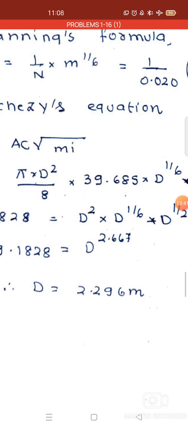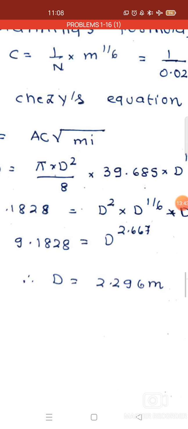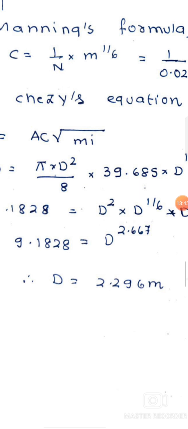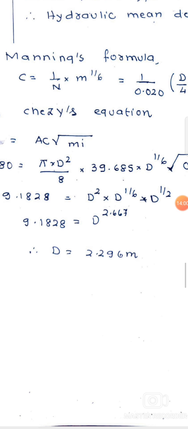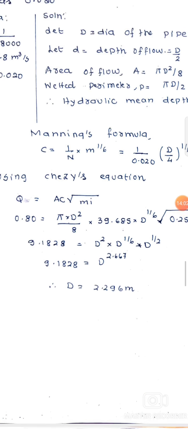So it is very simple mathematical calculation. We can see here 9.1828 will be equal to d to the power of 2.667. We can send 2.667 to the other side. It will become d is equal to 9.1828 to the power of 1 by 2.667. Then only we will get the diameter of the pipe as 2.296 meters.